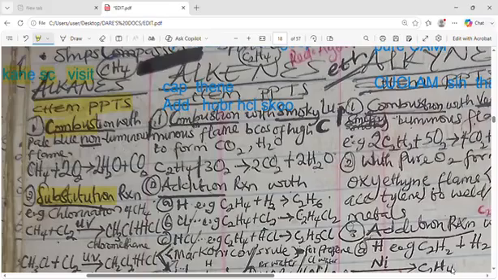In this class, we'll be looking at the chemical properties of alkanes, alkynes, and alkanols. In my previous video, I talked about the introduction, the physical properties, the uses, and laboratory preparation of all these subtopics. But today we'll concentrate on the chemical properties. So we start with alkane.